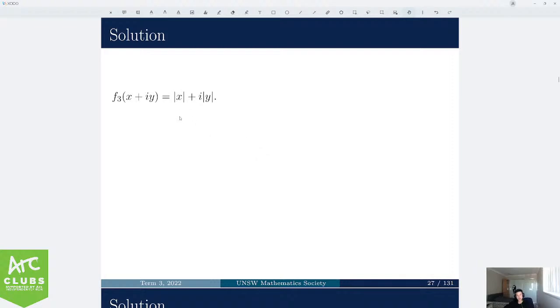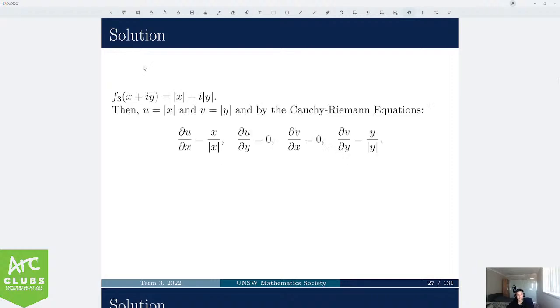And question 3, we have the function is mod of x plus i mod of y. Again, our real part is mod of x, imaginary part is mod of y. And by the Cauchy-Riemann equations, we have these four equations.